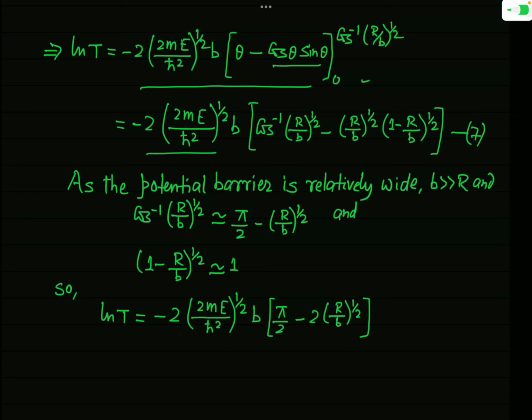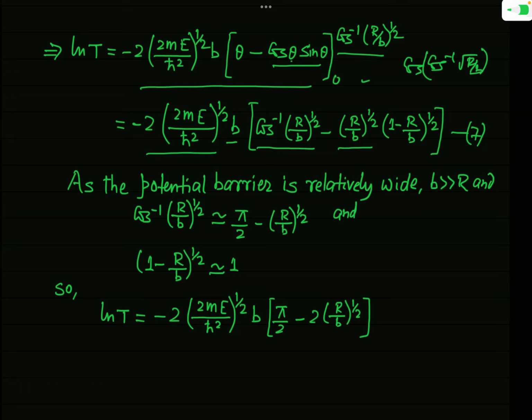Now put the limits. This is just simple mathematics. So this is minus 2 times (2 me over h bar square) whole to the power half times b. Now put the limit. When we substitute the upper limit, instead of theta we write cos inverse root over r by b, and minus cos theta. Cos of cos inverse root over r by b is simply root over r by b.